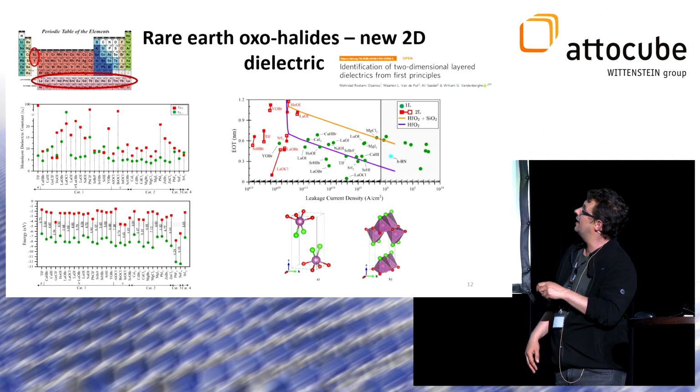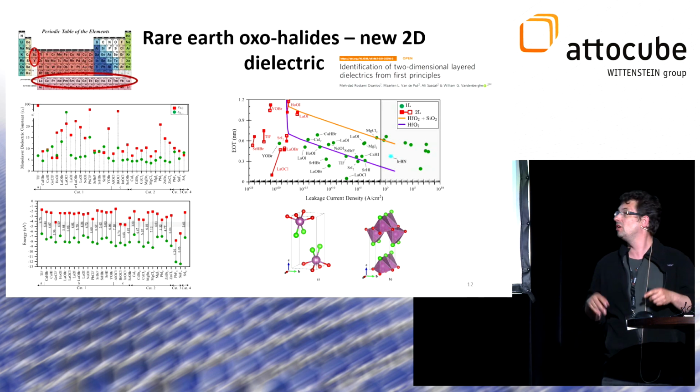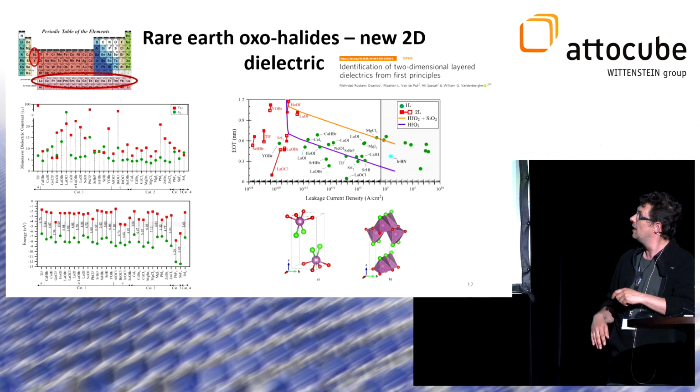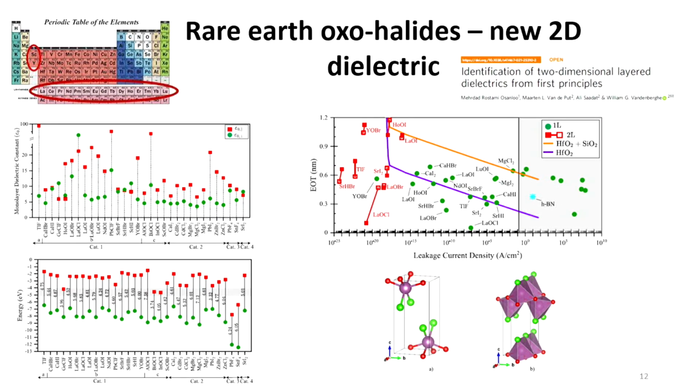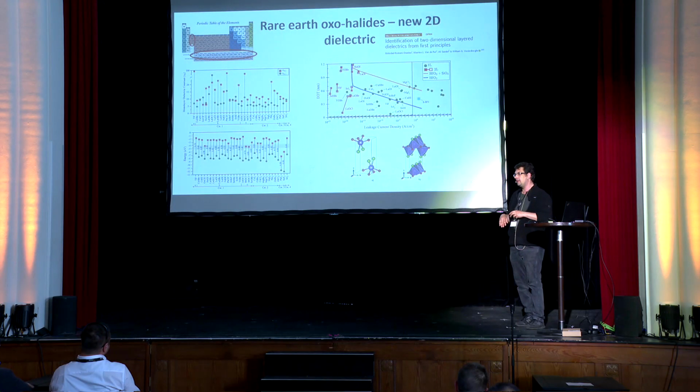But for the rare earth compounds, which are also already about 80 years known, a relatively high dielectric constant was predicted for both in-plane and out-of-plane, with a very nice band gap and equivalent oxide thickness, which is very nice, comparable to hafnium dioxide. So in these systems, we tried to systematically grow all these 40 compounds, of which around 25 work nicely.